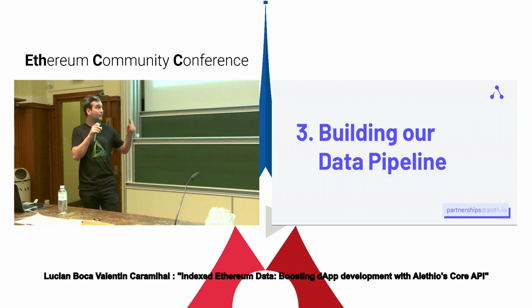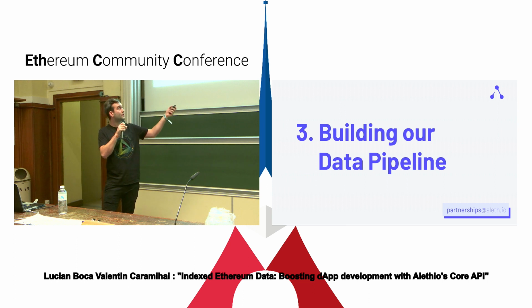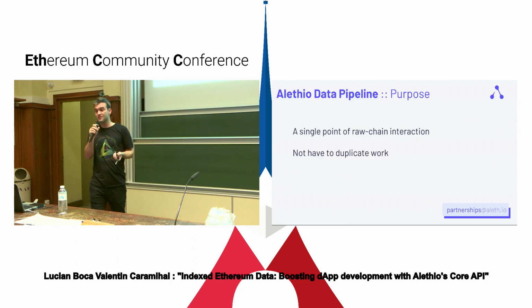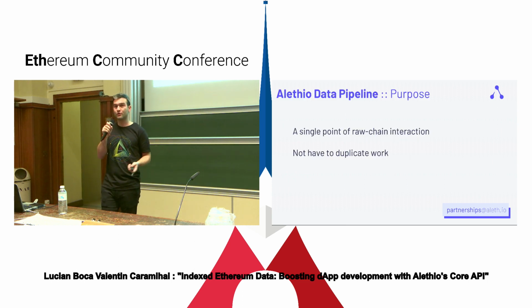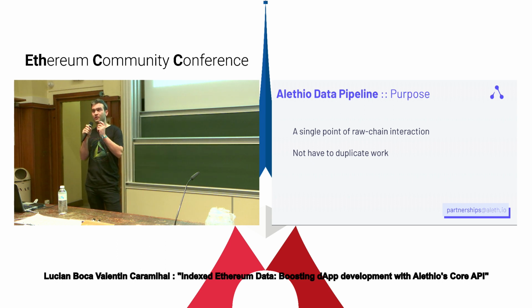Cool, so I'll briefly go into our data pipeline, how we built it. The purpose is that we wanted to have a single point of raw chain interaction and not have to duplicate work across each product that we do.